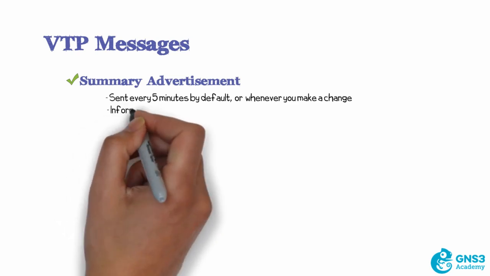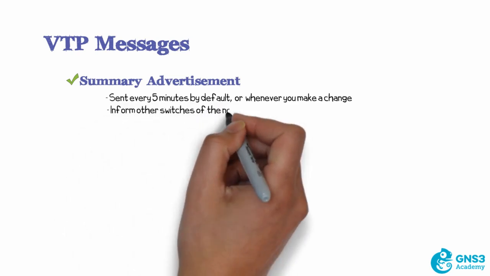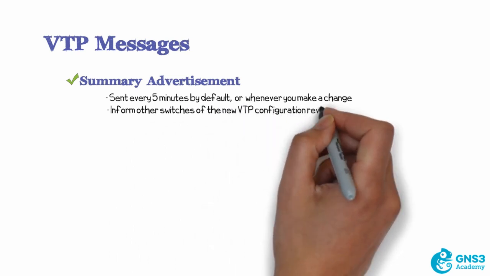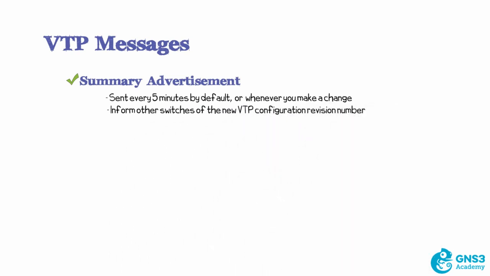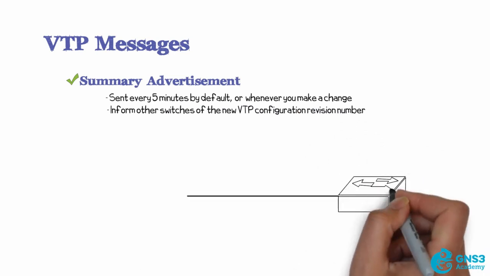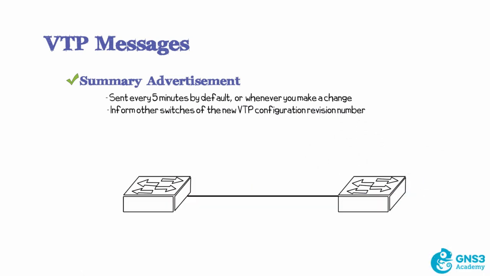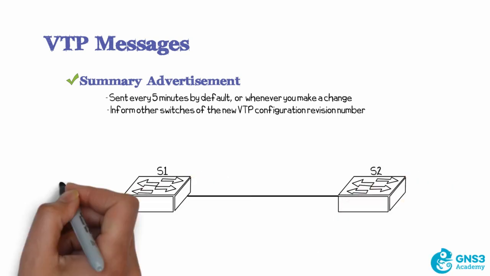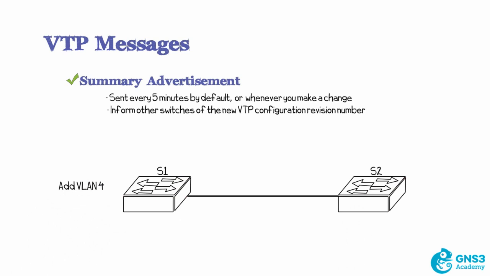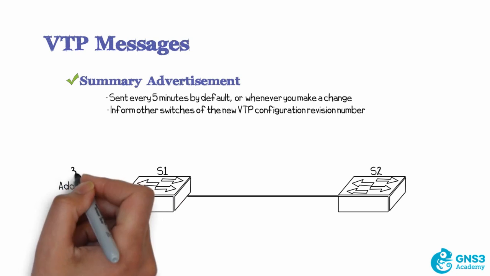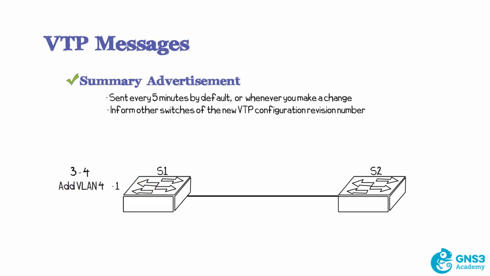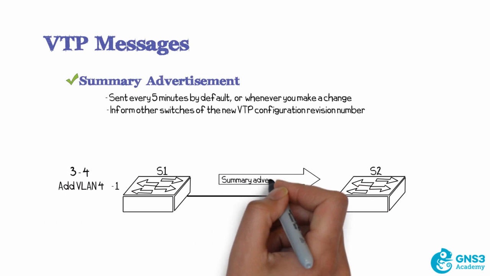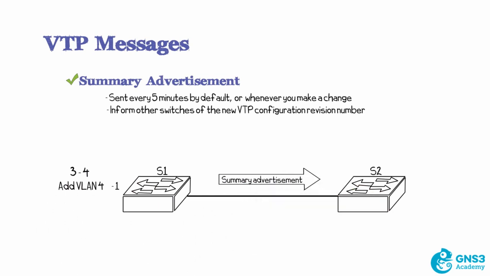This message is used to inform other switches of the new VTP configuration revision number in the VTP domain. So as an example, on switch 1 in this topology, if an administrator adds a new VLAN, let's say VLAN 4, the configuration revision number will be incremented by 1. So if the current revision number is 3, it will now be incremented to 4. The switch will send a summary advertisement to all neighboring switches, informing them of the new configuration revision number.